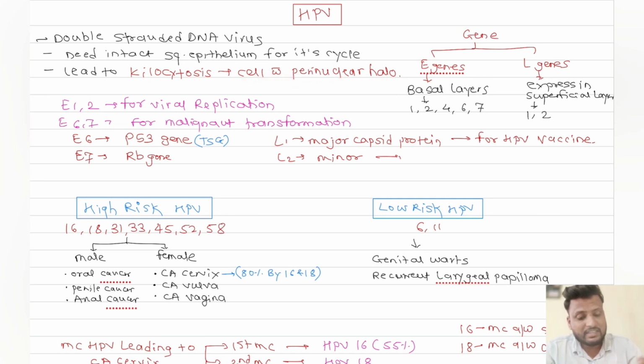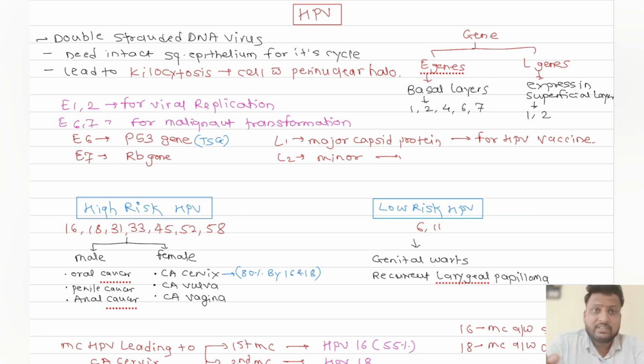Now, what are the genes of HPV? HPV has E genes, that is the early genes, and L genes, that is the late genes. Okay, now these E genes are expressed in the basal layer of the squamous epithelial cell. What are the early genes? E1, E2, E4, E6 and E7. And what are the late genes? That is L1 and L2.